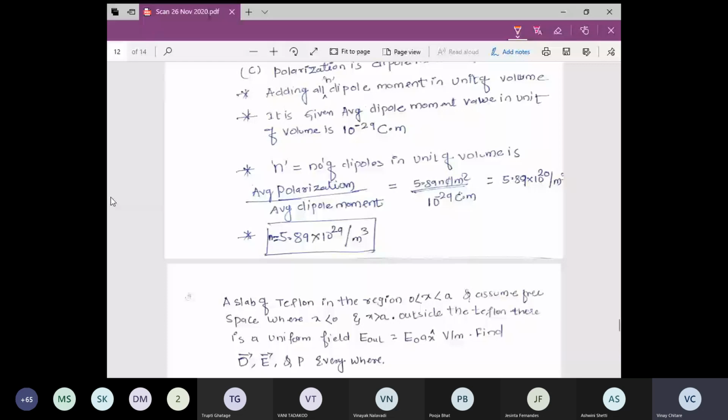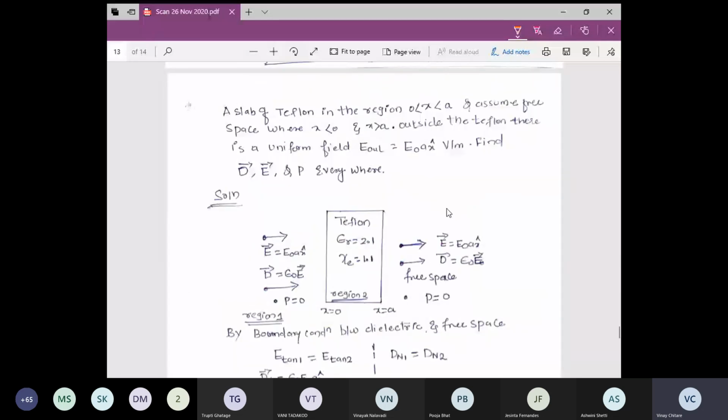Okay, and you could see that after this, we have discussed the boundary conditions. As I told you, boundary conditions will help us find the field if you know the field in one region. Now, what do I really mean by boundary condition?